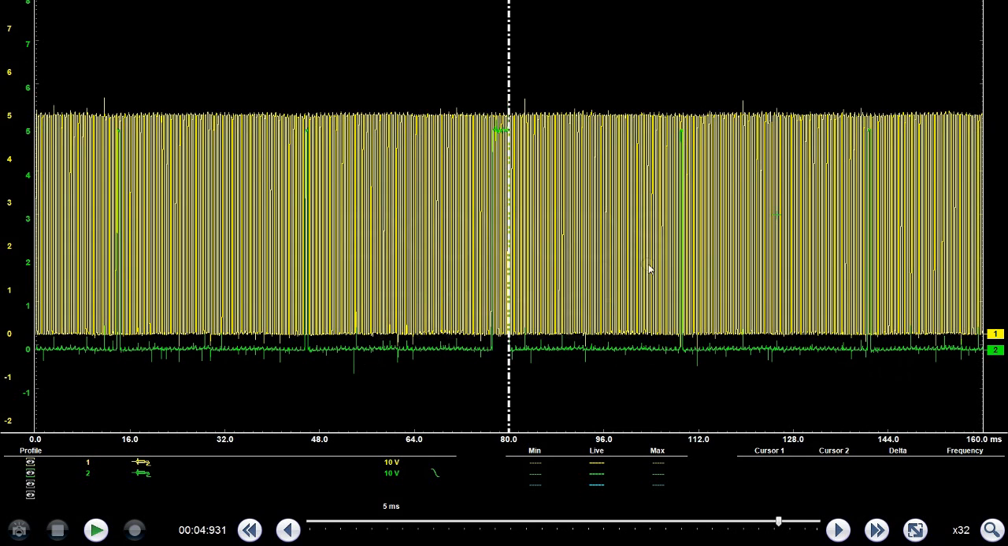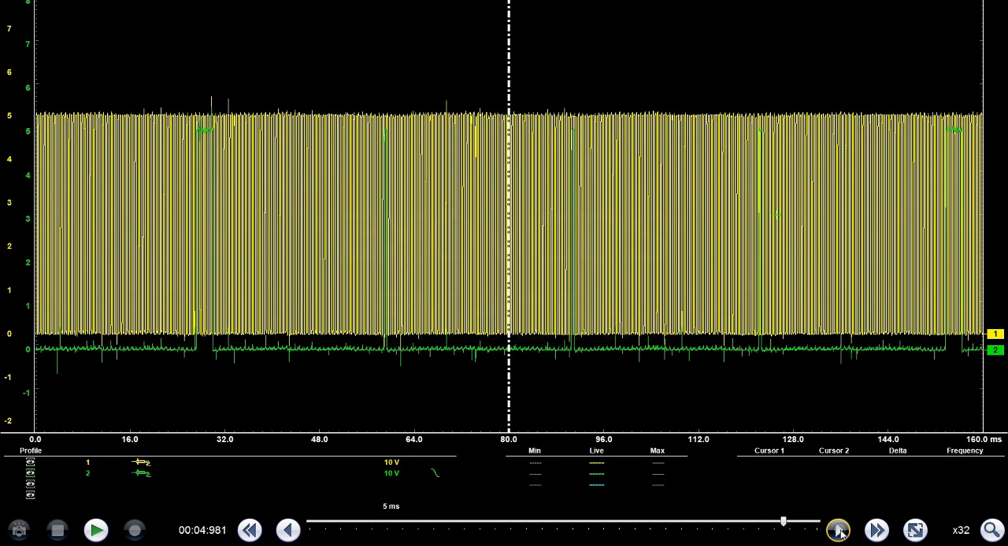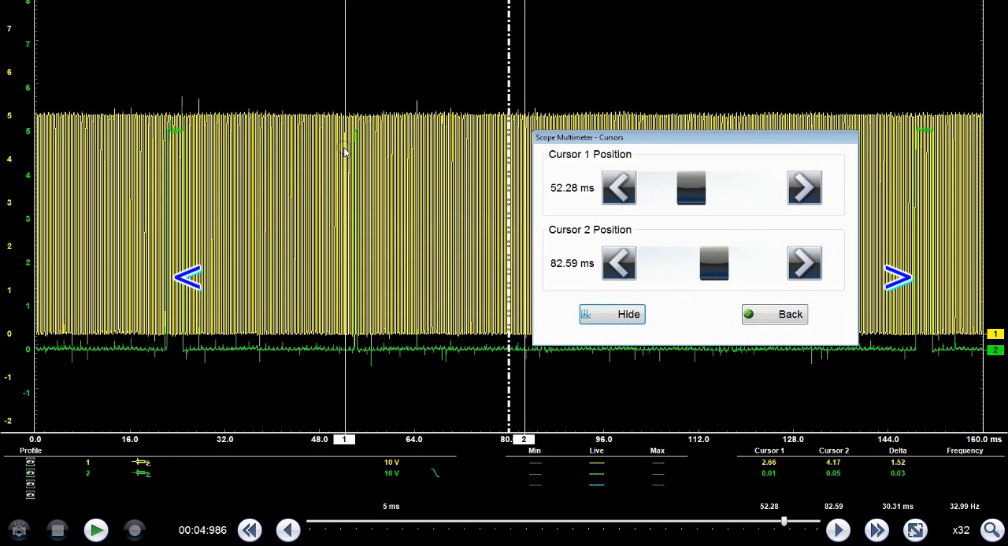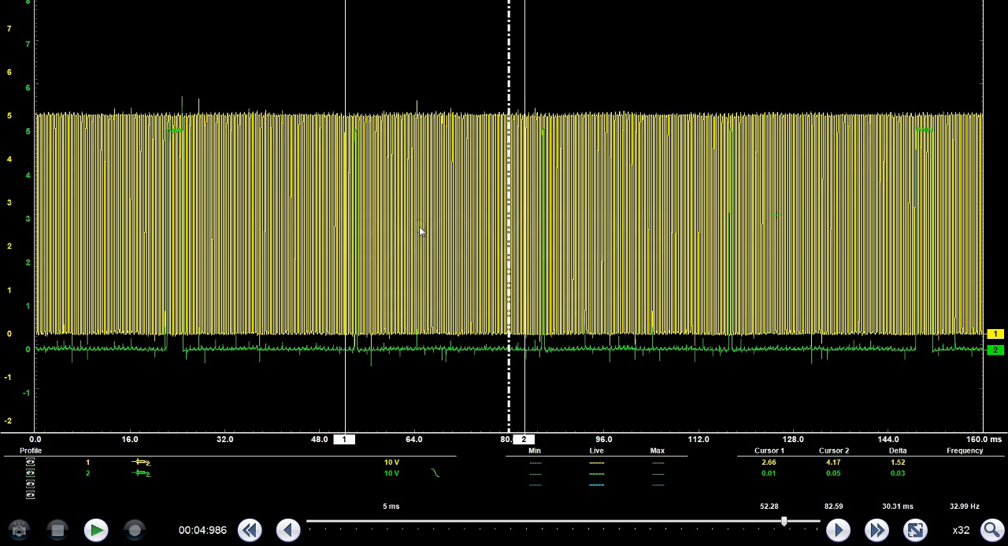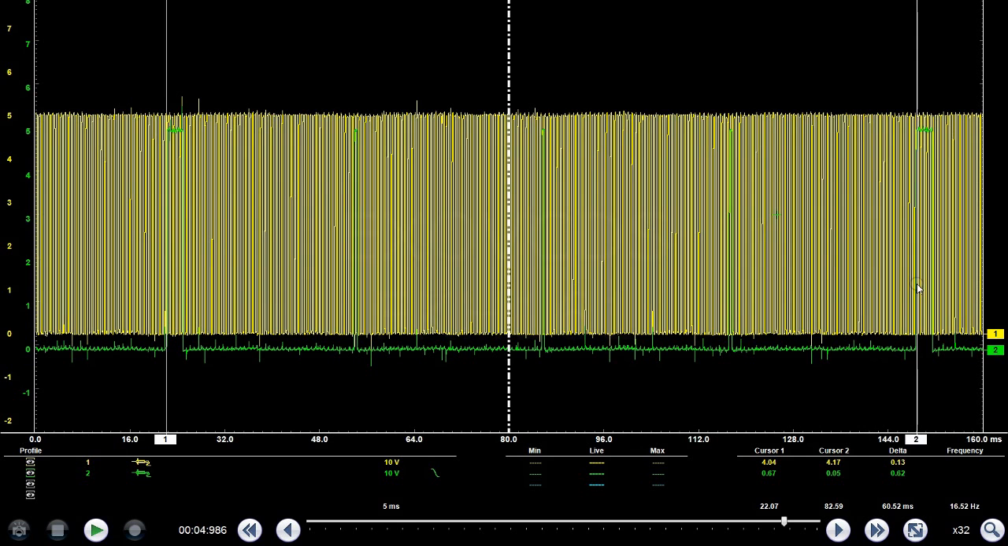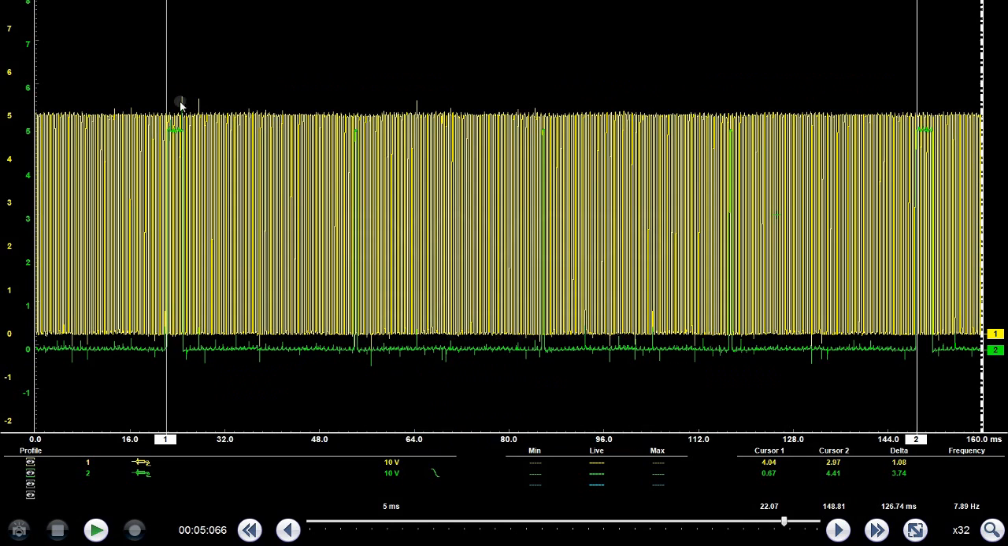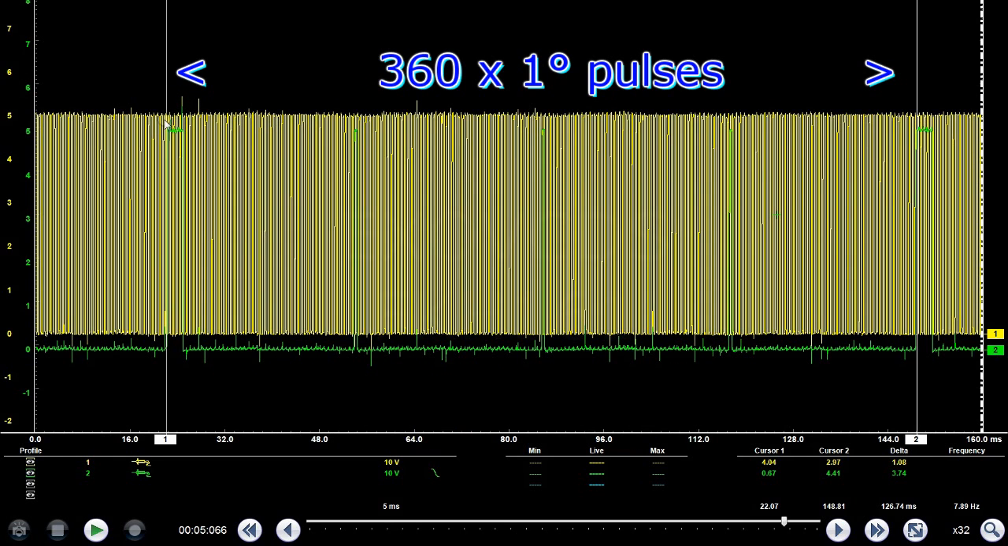Let me go one more, 32, and now you'll see, if I move this over a little bit, there we go, from here to here, that's one full revolution of the distributor. Let me get the cursors in just to make it a little bit easier to see. So from the beginning of this one to the beginning of this one, from here to here is one full revolution of the distributor, and within that full revolution you have three 2 degree windows, and from here to here you've got 360 degrees, or 361 degree pulses.